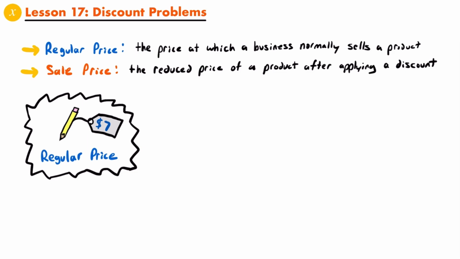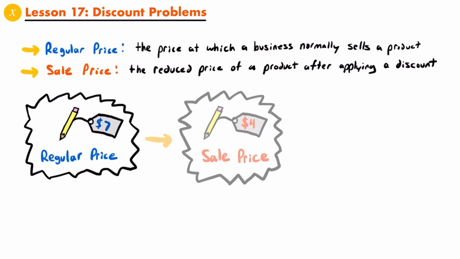Okay, but maybe for a promotional sale, this business may decide to decrease the price of a pencil from $7 to $4. That $4 is what we would call the sale price for that pencil. The sale price being the reduced price of a product after applying a discount. Okay, so you could also think of this as being the discounted price. It's the price of the pencil after it is discounted for this sale. It went from $7 to $4.